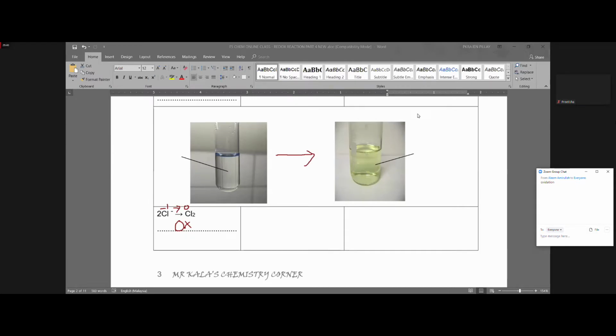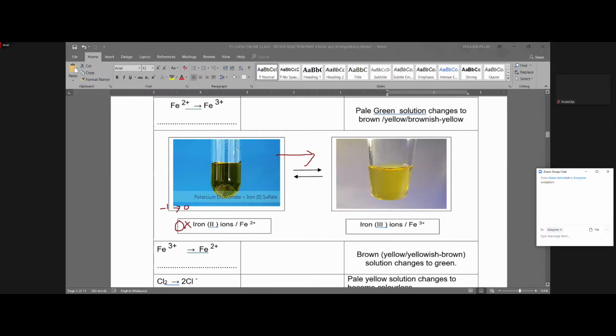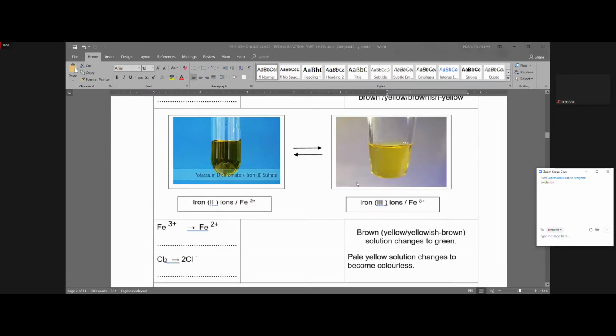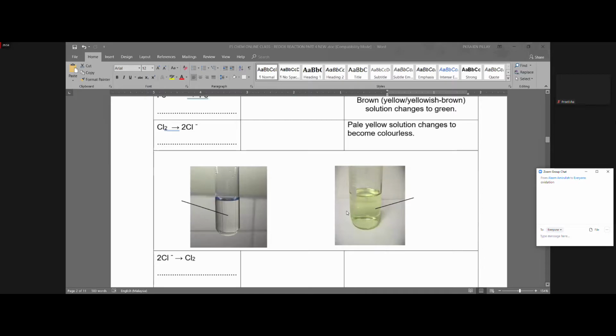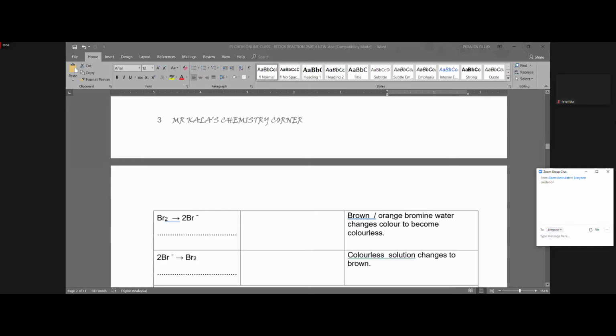That's clear. Okay, so you saw the two colors. One is for iron 2 plus. Okay, let me clear first. All right, you must know this. I'm telling you, very important. Iron 2 and iron 3, the color change. Then chloride ions and chlorine. Both also done. Okay. Now we go for this one.